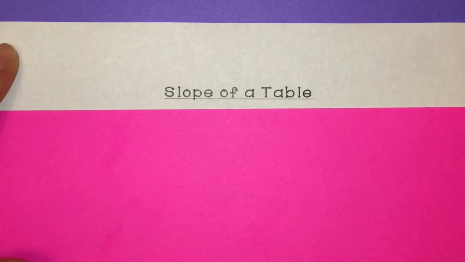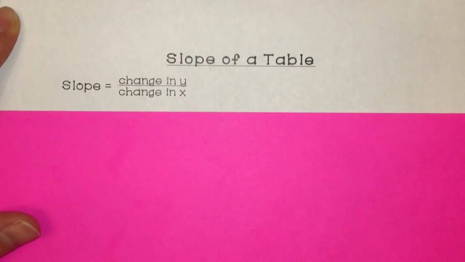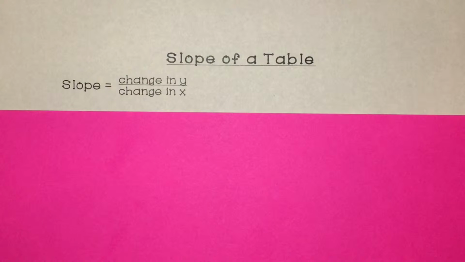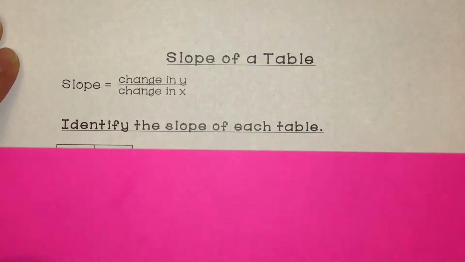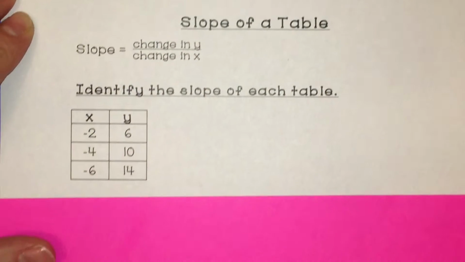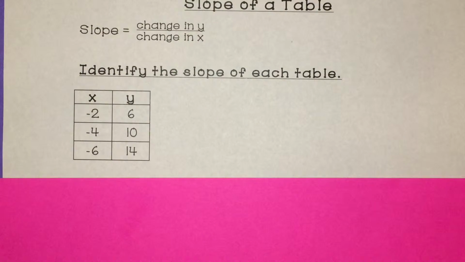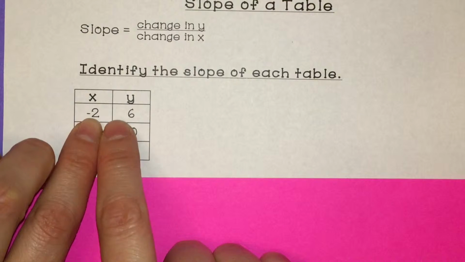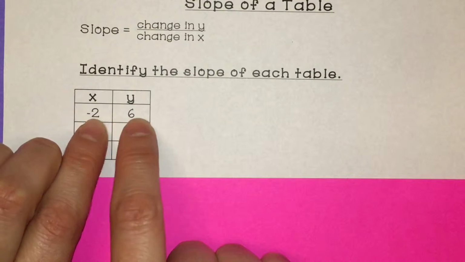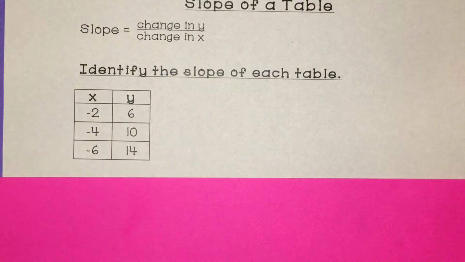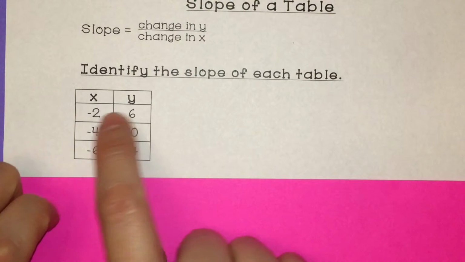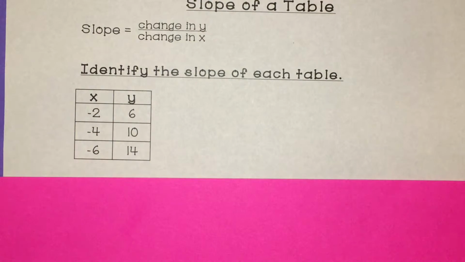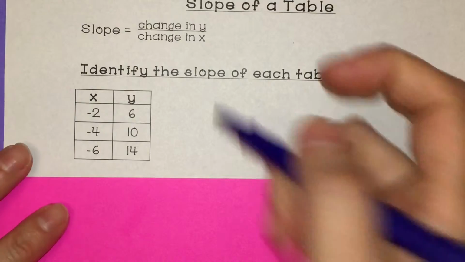We're going to find the slope of a table. So remember, slope is a change in the y values over the change in the x values. So in a table, we have x values and y values. And remember, together, the x value and y value that are right across from each other make up a point. So we have 3 points here. So we're just going to find the slope between them.